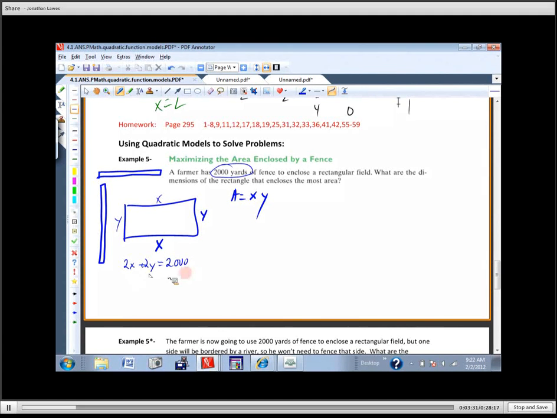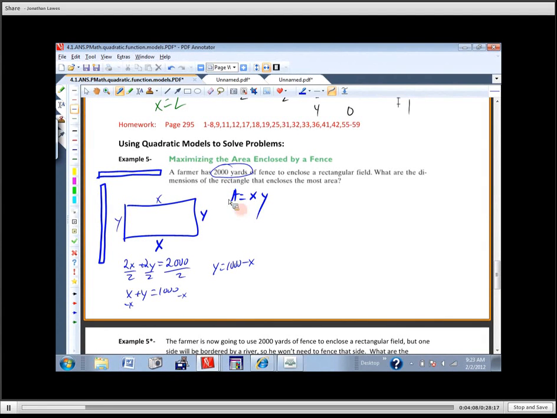So here's a relationship between x and y, and I can make this even easier by doing this. Let's divide everything by 2. So this is going to be x plus y equals 1,000. Now, which variable do we usually like working with? Do we usually like having x's in our problems or y's? Usually we like the function in terms of x's, right? So I'm going to take this and solve it for y. I'm going to subtract an x from both sides. So I get this: y is 1,000 minus x.